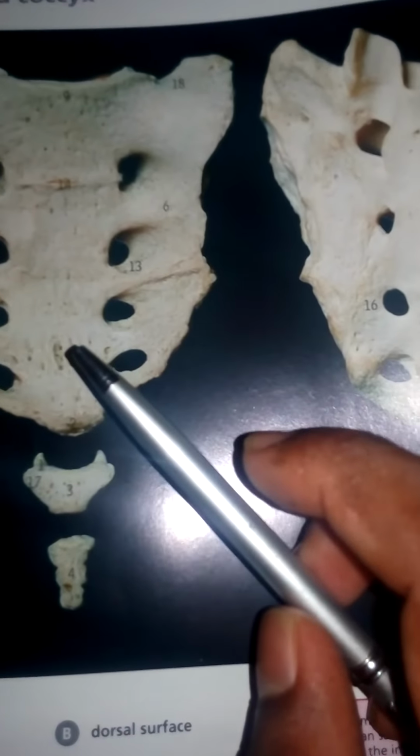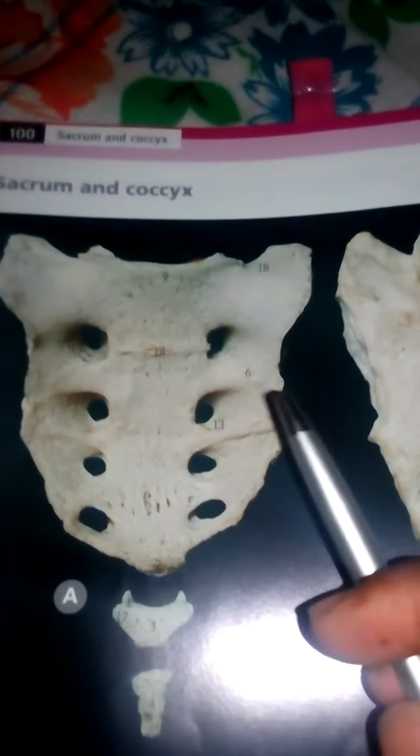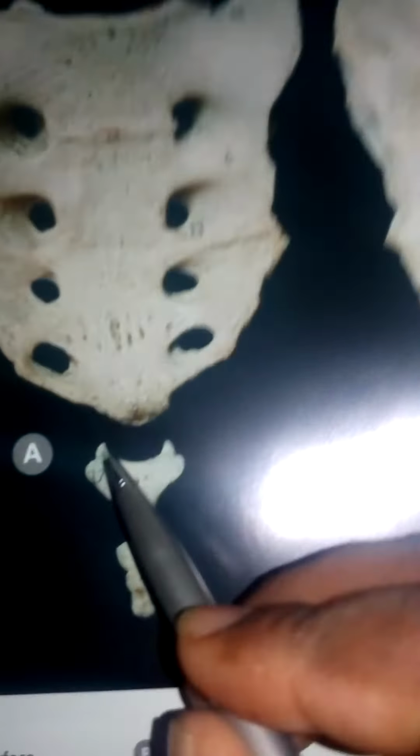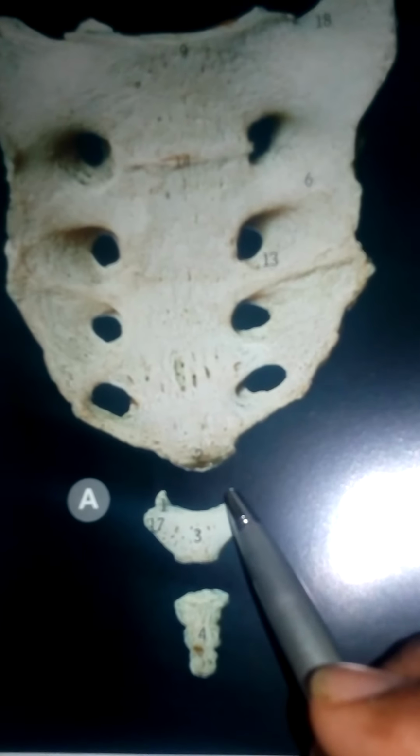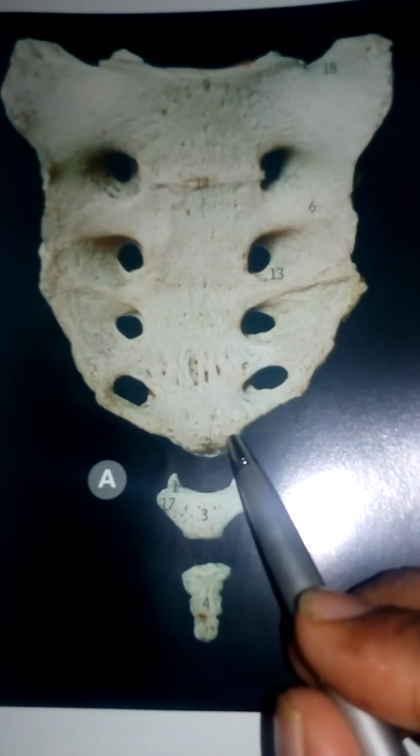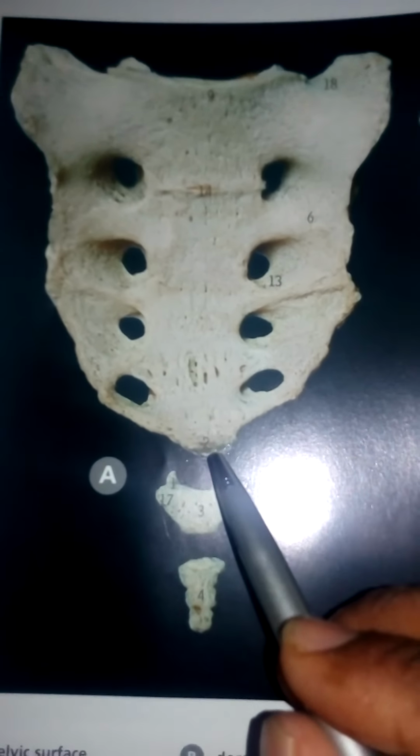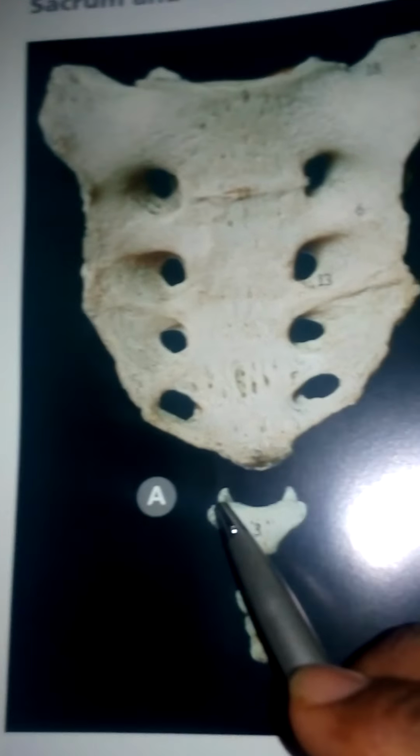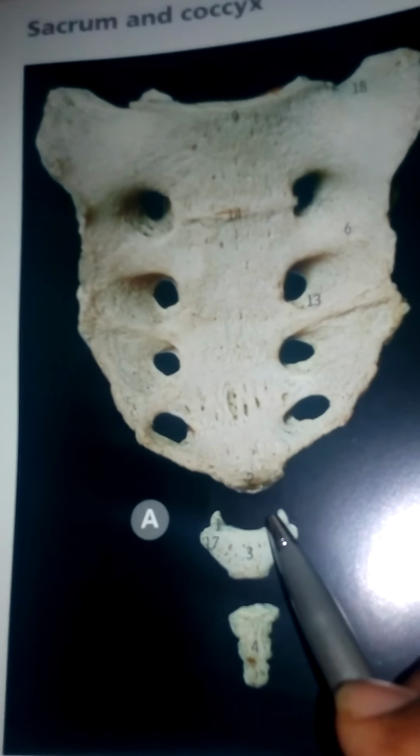Then I move to the other diagram which is given in the Macmillan book. There are some special bony features. Once again they have mentioned them over here. These two features are called the coccygeal cornua. Then we have the facet for coccyx. This is the facet for coccyx. Then we have the first coccygeal vertebra. This is the first coccygeal vertebra.